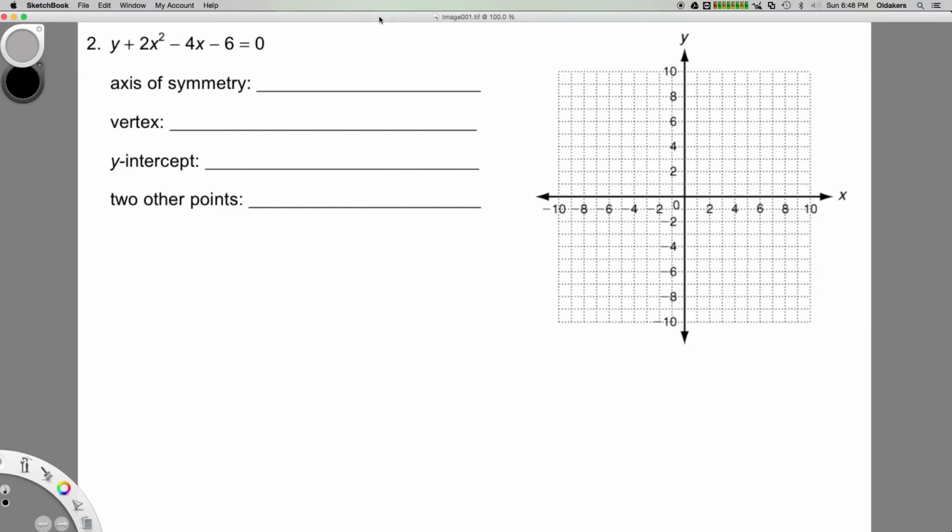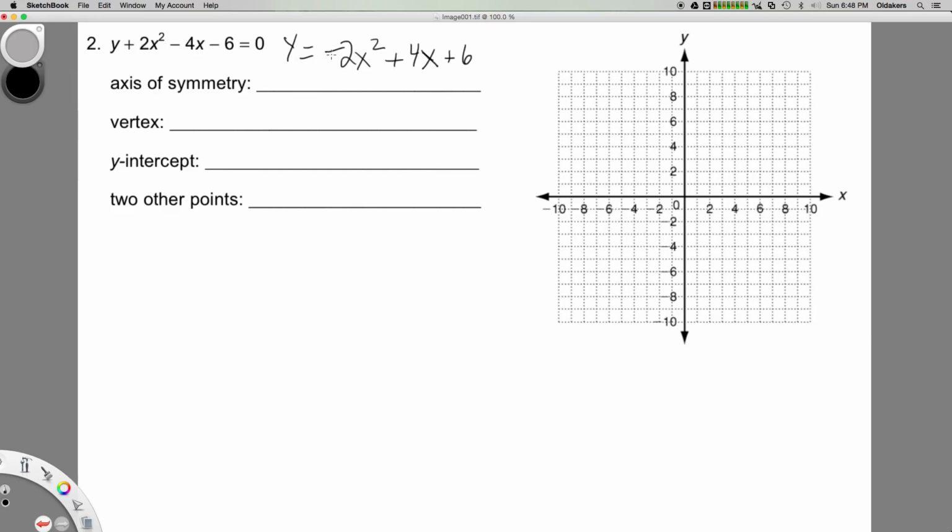Alright, so graphing a parabola. In order to graph a parabola, you have to first have it in standard form. So you're going to take this original equation here and you're going to put it into ax squared plus bx plus c. So basically all you need to do, get y by itself, move all these other ones over. So the positive 2x squared becomes a negative 2x squared. The negative 4x becomes positive 4x, and the negative 6 becomes positive 6.